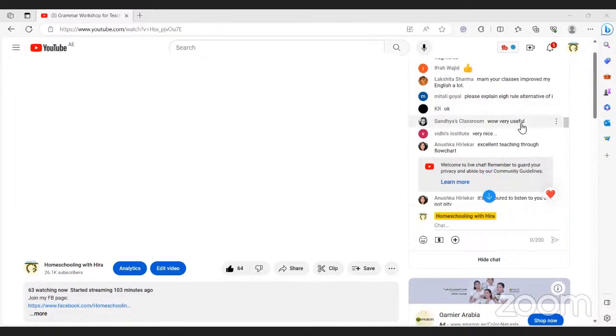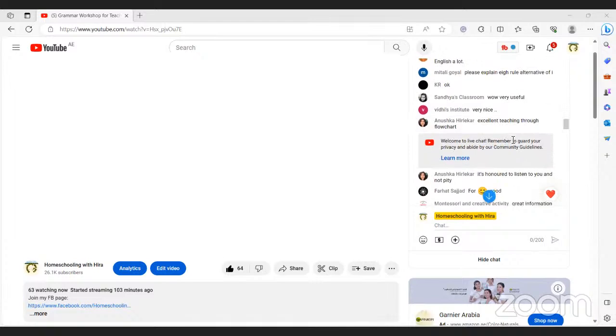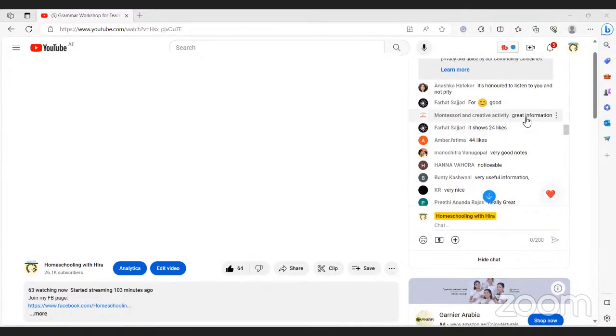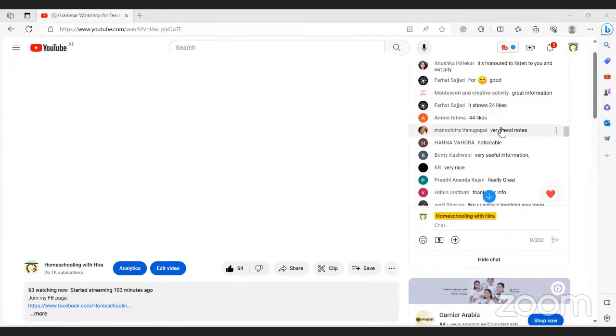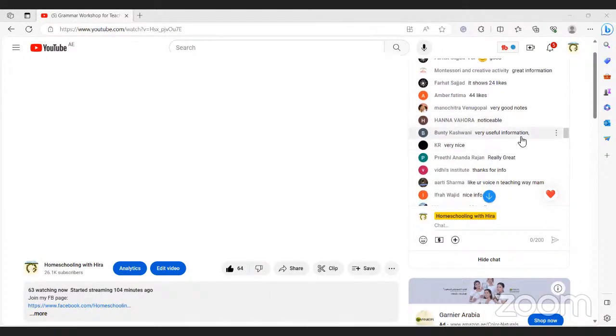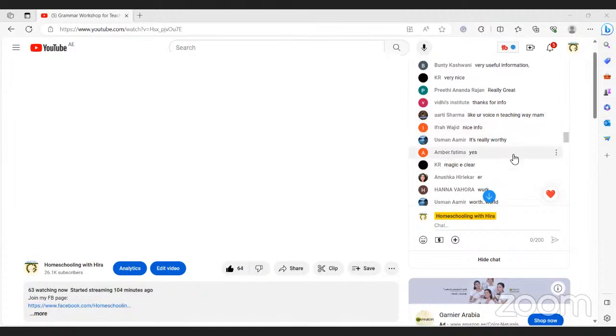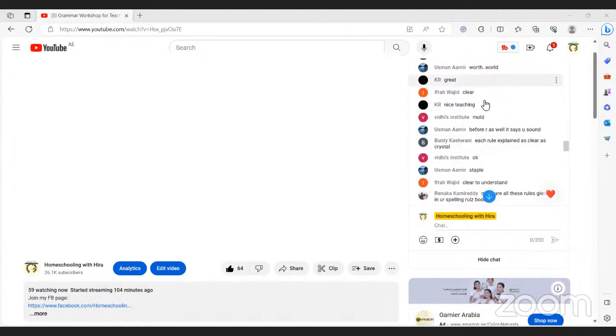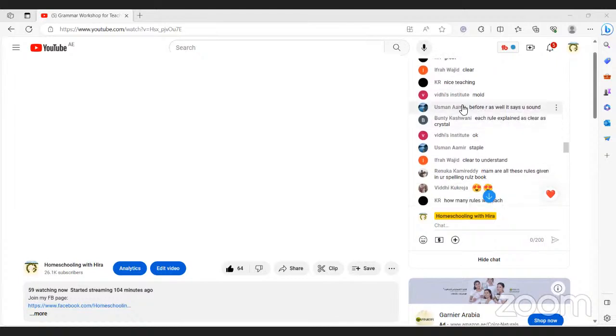Maybe I'm missing something. TK, excellent teaching through flowchart. Thank you so much. It's an honor to listen to you. Thank you so much. Thank you. Great. Anything else? Any other? Before R as well, it says the sound. नहीं R क्या sound बोलता है? Uruj Amir, Usman Amir, Uruj Amir.